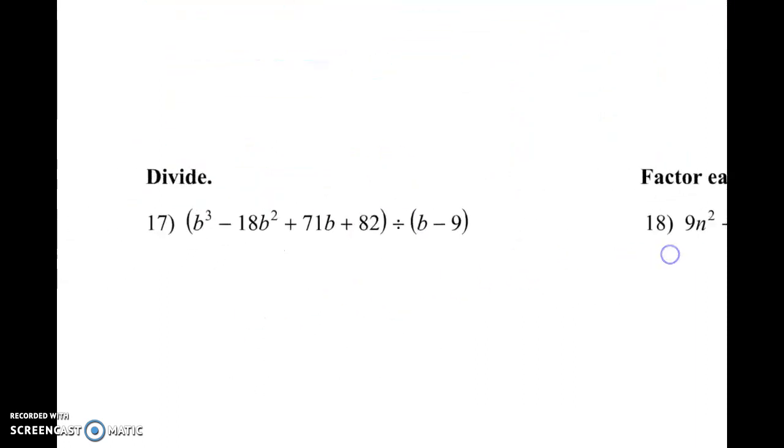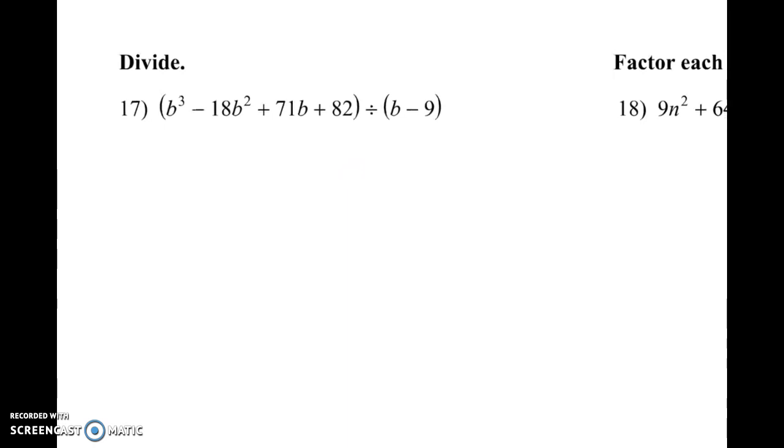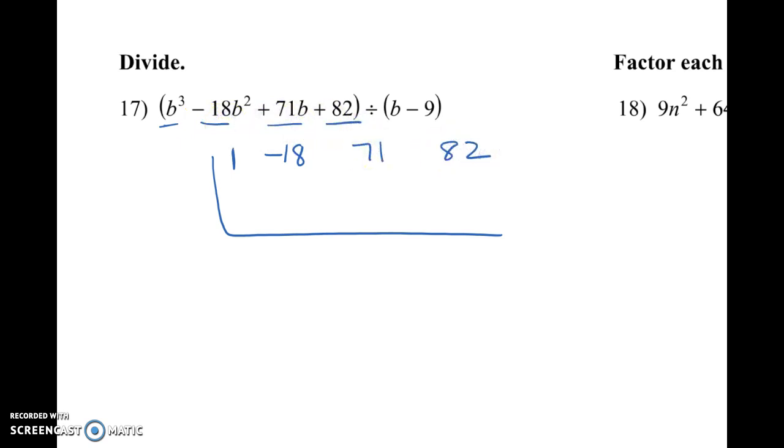Now going down to number 17, it says to divide. It doesn't say if I have to use long division or synthetic division, so I'm going to choose to do synthetic division. And I know my setup is the coefficients, so I have 1 for my b cubed, negative 18 for my b squared, 71, and 82. Then I have b minus 9, and I set that equal to 0. Add 9 to both sides. So that tells me that 9 is what's going to go on the outside here. I'm going to bring down the 1, or drop it like it's hot.